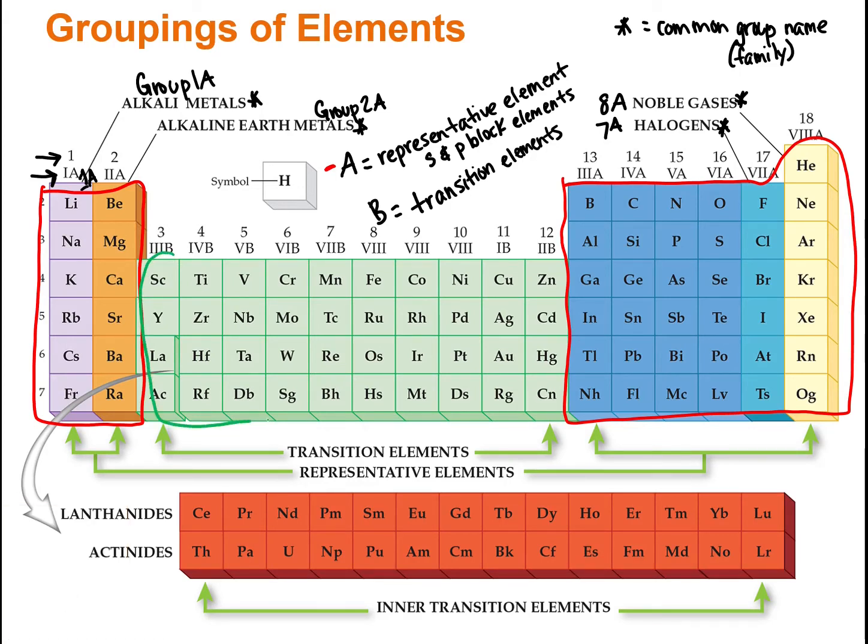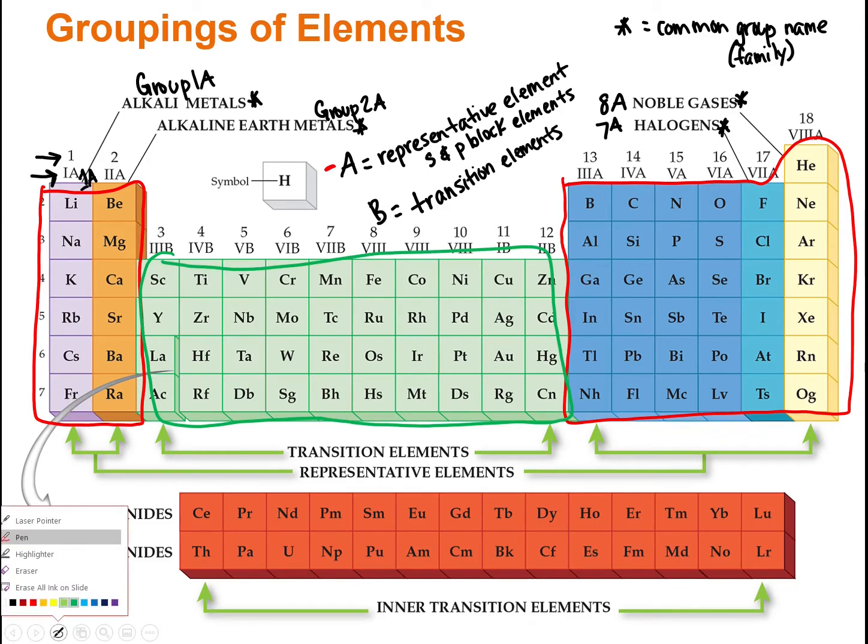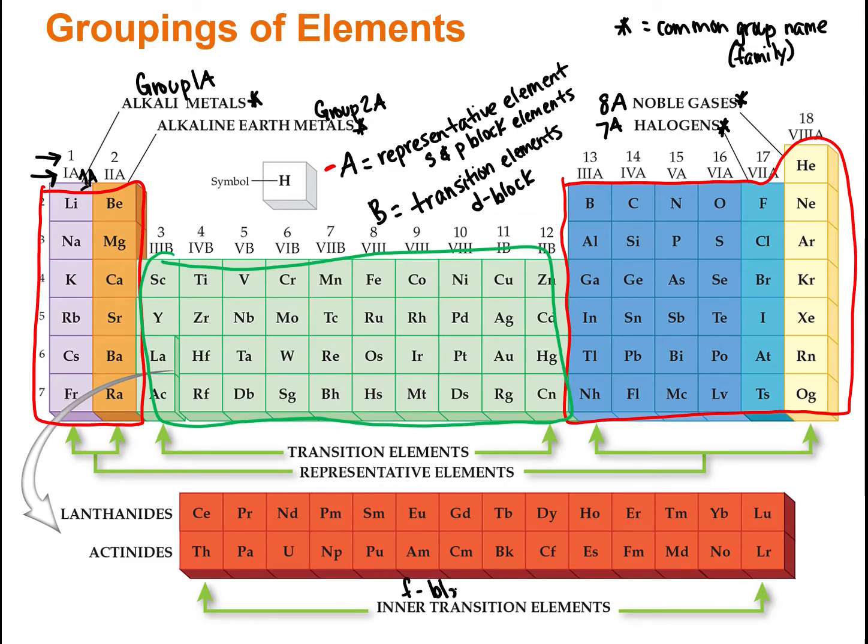Green, these are the transition elements. And those are the D block elements. The F block elements, which are down below, are called inner transition elements. And they're broken up into two groups, the lanthanides and the actinides.